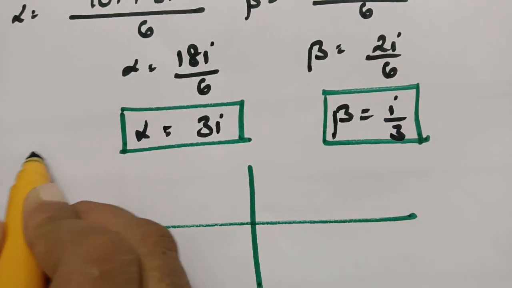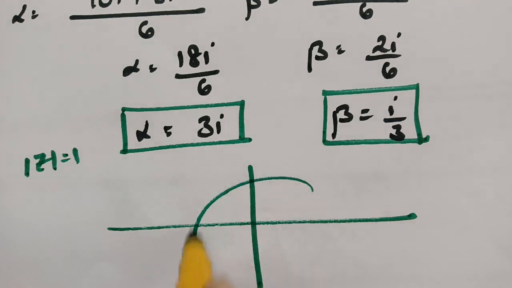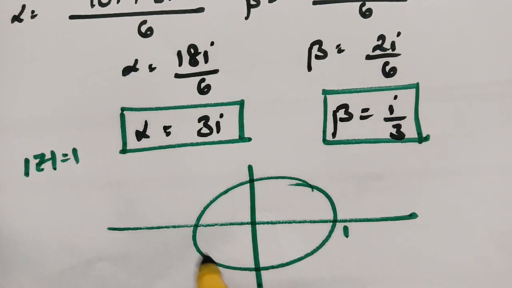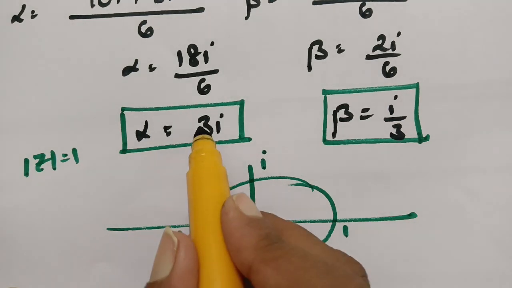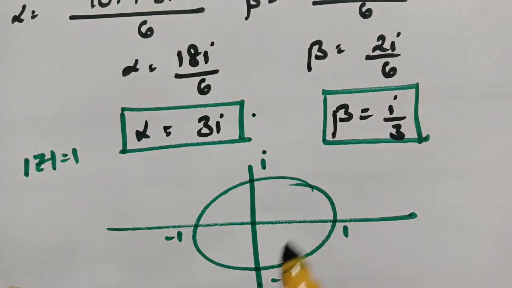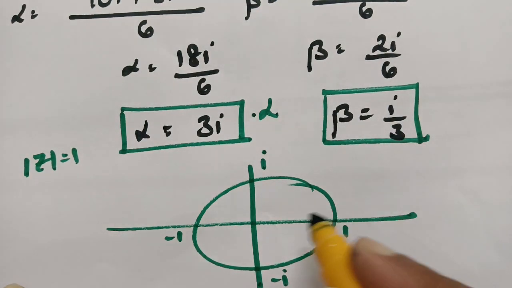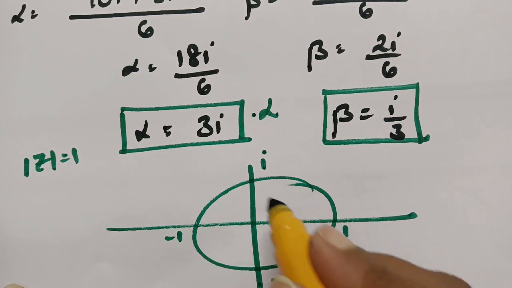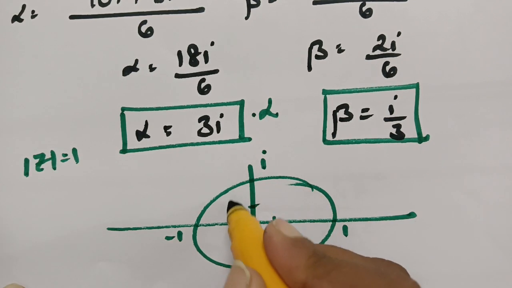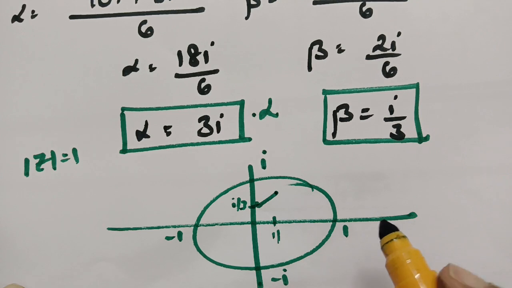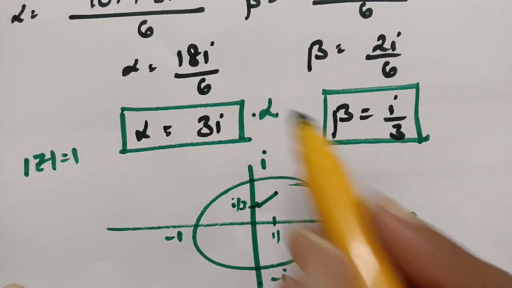As you know, mod z is equal to 1. So this is a circle with radius 1. This is 1, this is i and this is minus i. So 3i is outside. So alpha value is outside the given circle and beta value is i by 3. So this value is inside the circle and the other value is outside the circle.